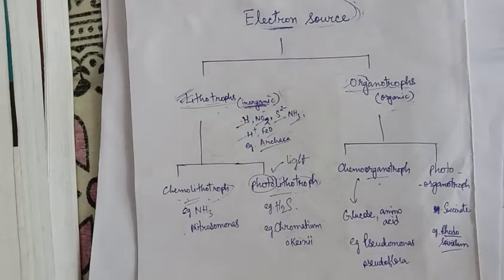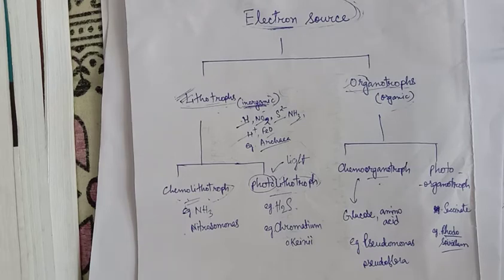Hello everyone. Last class we discussed the nutritional classification of microorganisms based on the energy source. Based on energy source, the microbes were classified as phototrophs and chemotrophs. They are again subdivided. Today we'll discuss the nutritional classification of microorganisms based on the electron source.